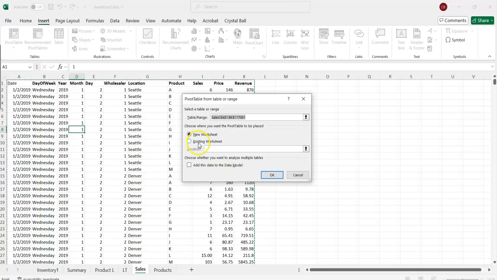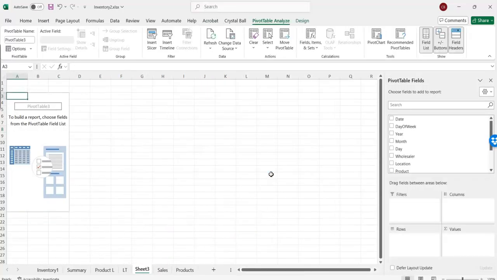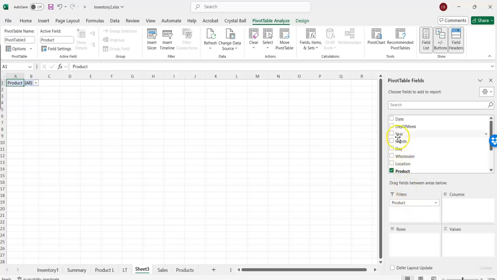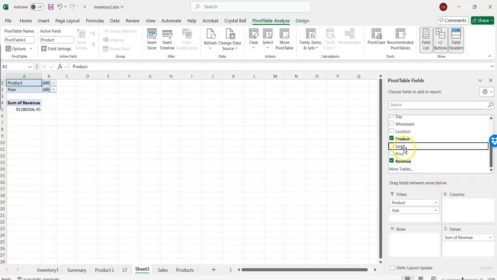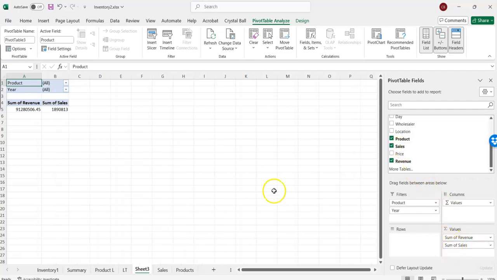And we can do it on a new worksheet or existing. We'll just keep the new. All right, so let's have a filter on product and a filter on year because we want to examine 2021. And then what we want for the values is let's do revenue and let's do sales.